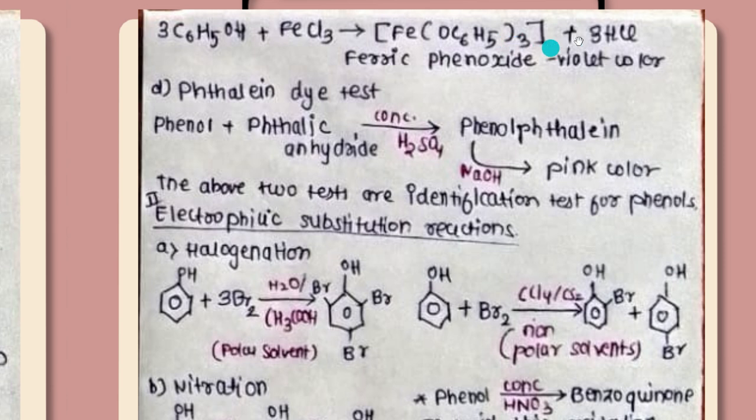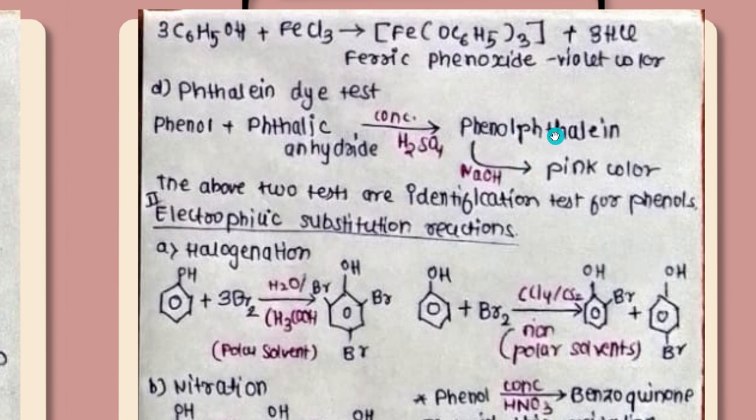FeOC6H5 thrice plus 3 moles of HCl. Now coming to the phthalein dye test. We have also learned about phenolphthalein in our lower grades. It is an artificial or synthetic indicator. So phenol plus phthalic anhydride in the presence of concentrated H2SO4 will give us phenolphthalein, which is pink in color. And when it is dissolved in NaOH, it forms a pink color.